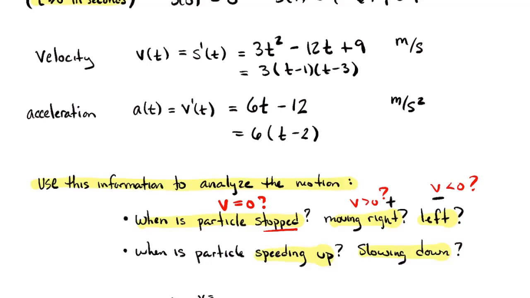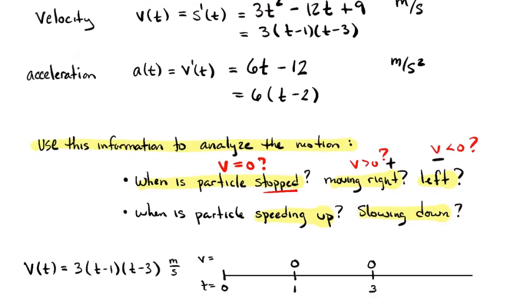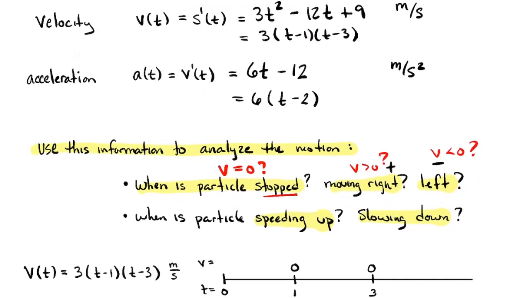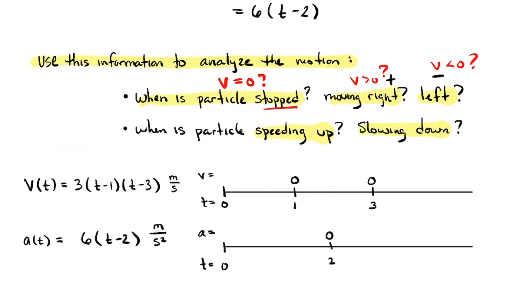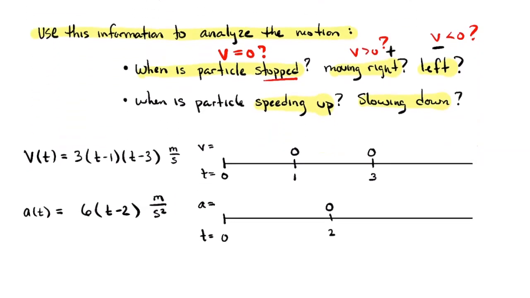So these questions are answered by the velocity and the acceleration and velocity together. Okay, so what am I going to do? I'm going to make something that we're going to call sign diagrams for the velocity function. So let me scroll here a little bit. You can see I've got some templates set up here. I copied our velocity function. So it's 3 times t minus 1 times t minus 3 meters per second, and our acceleration function, 6 times t minus 2 meters per second squared.